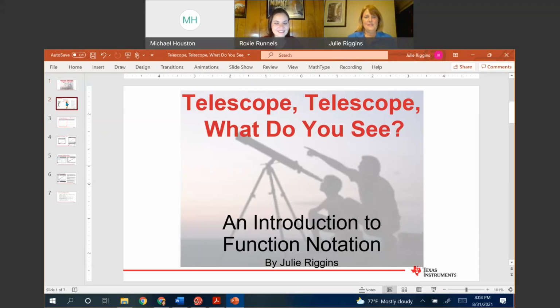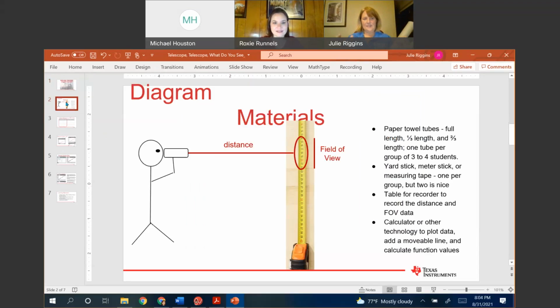And so the setup is you're going to have a group of 3 or 4 students, and one of the students is going to be the viewer, the one looking through the paper towel tube. You'll have another student that is measuring the distance between the end of the tube and the wall. And against the wall, there's like a yardstick or some type of measuring device. And then you'll also need a scribe to record the data.